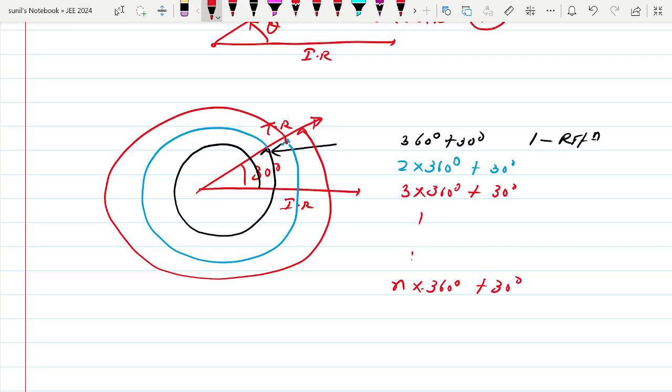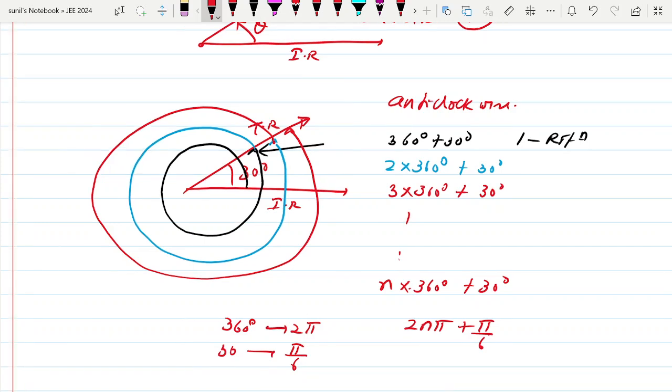Now this is anti-clockwise rotation. So this is anti-clockwise. Now we can write this as, we know that 360 degree is nothing but 2 pi radian and 30 degree is pi by 6. So it means we have 2n pi plus pi by 6.